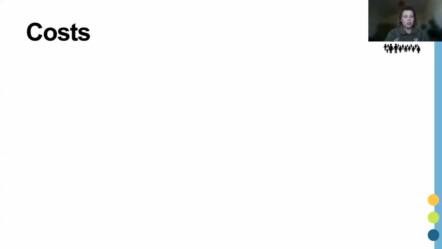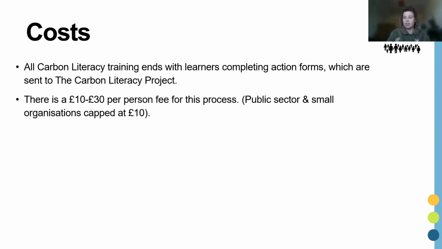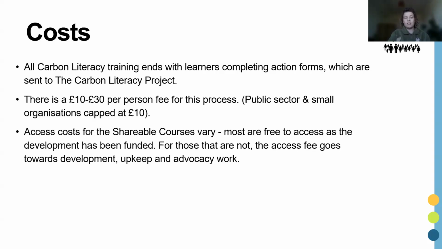Now, in terms of the costs associated with delivering a shareable course, as Jack mentioned at the start of this presentation, and Sarah and Helen have gone into in terms of the actions collected from participating in the training, all carbon literacy training ends with learners completing evidence action forms, which are sent to us to process. Now, this is a per person fee to take into this process, and it's £10 to £30, dependent on organisational turnover. Public sector organisations and small organisations are capped at £10 per head.